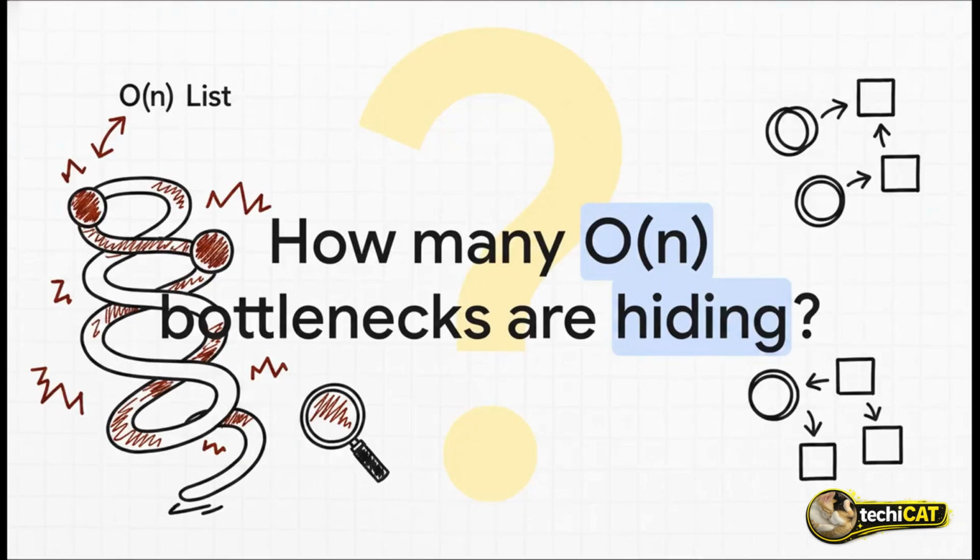I want to leave you with a bit of a challenge today. Go look at your current code base right now. Seriously, how many O of n bottlenecks are hiding in there? How many lists are quietly slowing down your entire application right in a spot where an O of 1 hash set perfectly belongs? Take this knowledge, immediately audit your code, and optimize your approach.